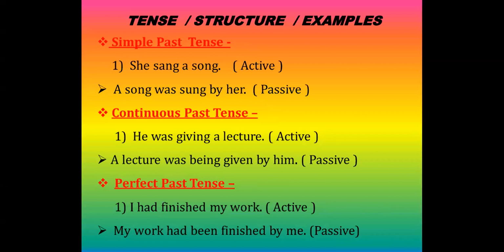Simple past tense, she sang a song. A song was sung by her. Past continuous tense, he was giving a lecture. A lecture was being given by him. Past perfect tense, I had finished my work. My work had been finished by me.